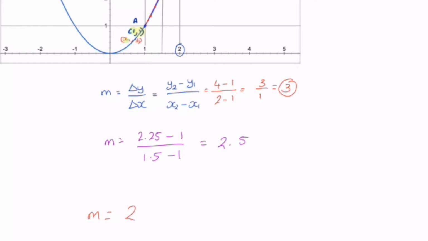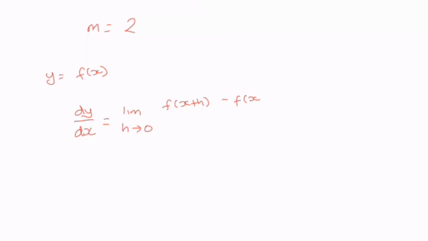Okay, so we could also do this algebraically using the limiting chord method. Imagine we have a function y equals f of x. The derivative is given by this formula, dy by dx equals the limit as h approaches 0, f of x plus h minus f of x over h.